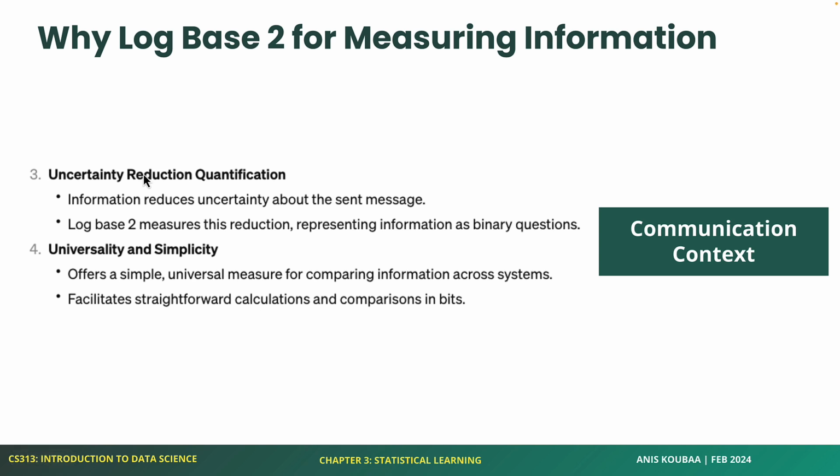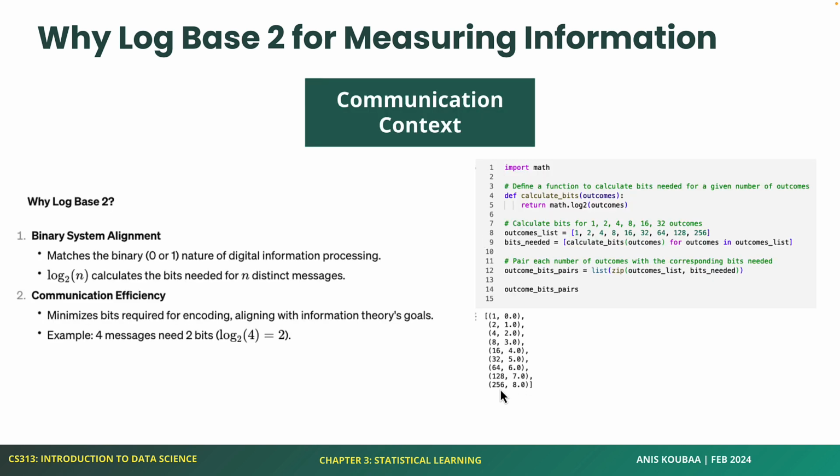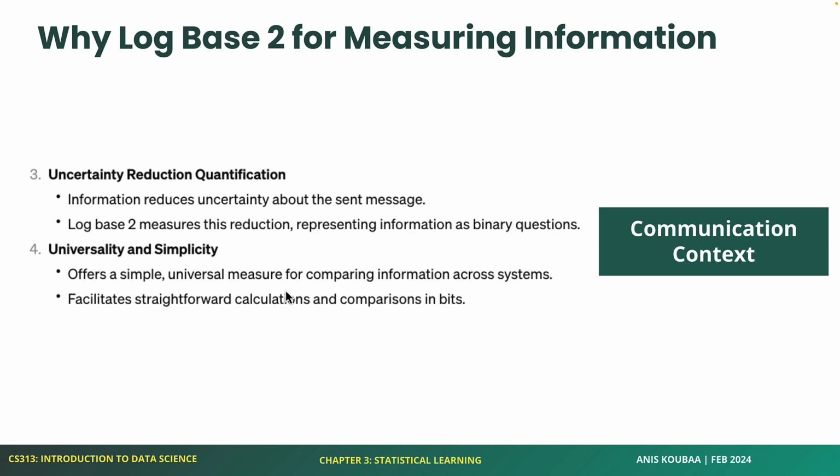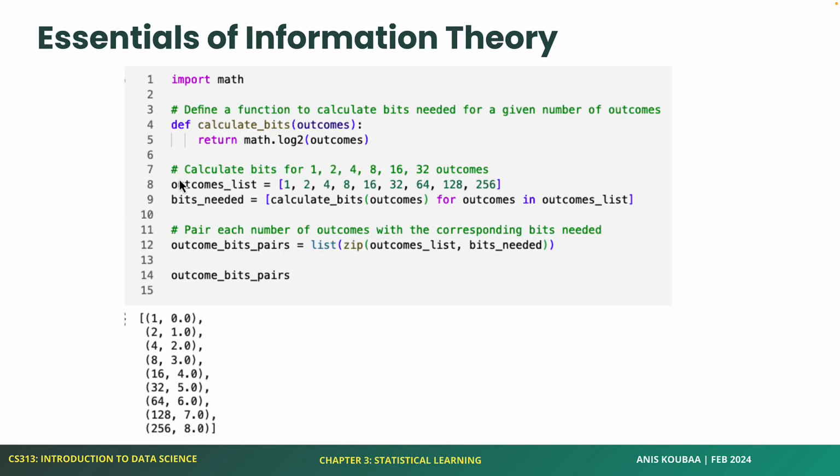So, uncertainty reduction quantification: the information reduces the uncertainty about the sent message. And the logarithm of base 2 measures this reduction by representing the information as binary questions. So instead of having 256 values, we're going to have a combination in 8 bits, values in the binary context. This is just the Python code. We calculate the outcome using calculate bits, and this returns 1 bit, 2 bits, 4 bits, until 256, where we have 8 bits encoding.